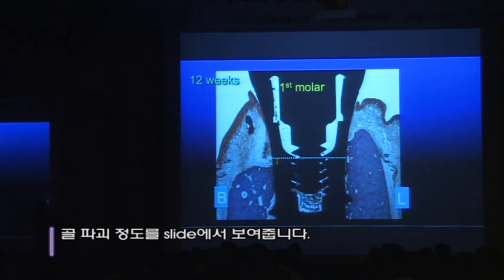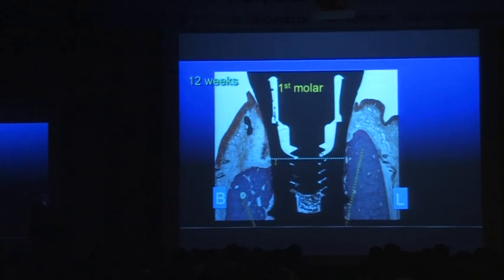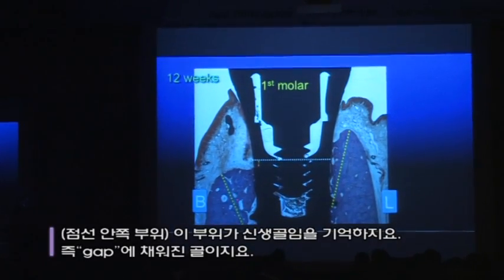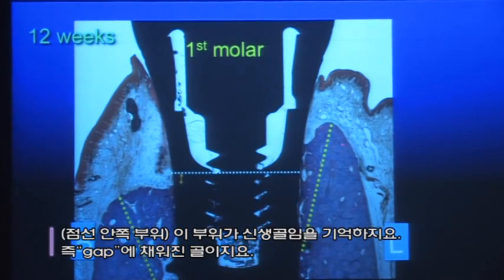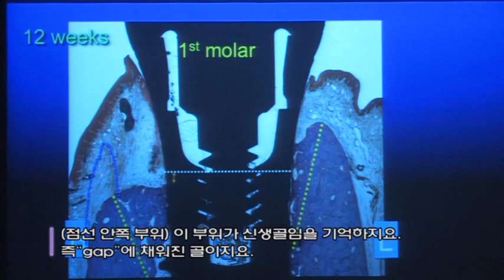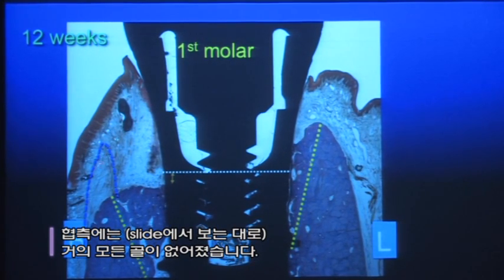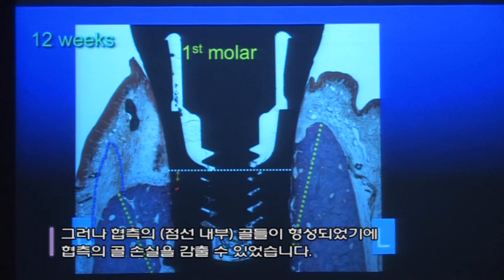Now we go to the molar site. SLA surface. Here we have hardly any bone loss at all. But remember now that this is the newly formed bone that has formed in the defect, in the gap. The old bone was here. So all this bone has disappeared. But this bone has come back, and therefore we have been able to mask the effect of buccal bone resorption.